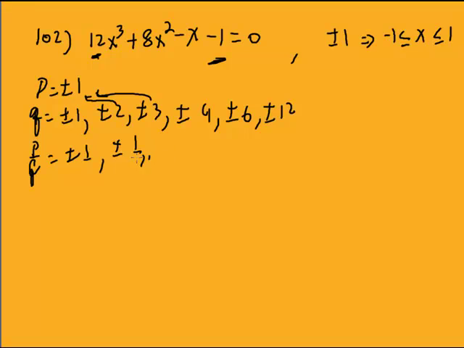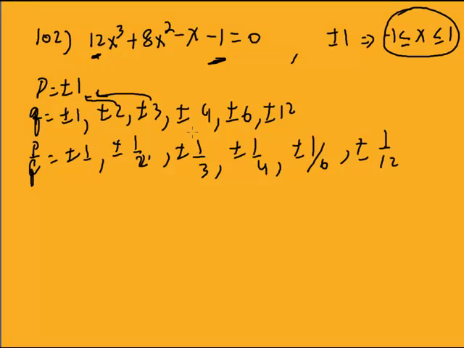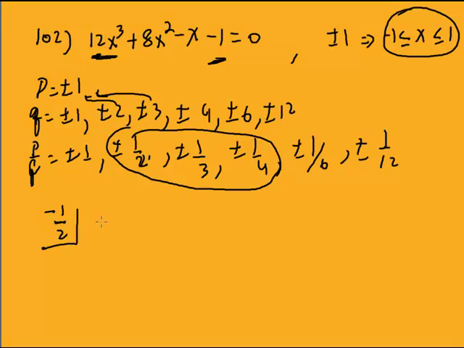I'm putting each one of these underneath 1. So I'm going to get plus or minus 1/3, then we'll have plus or minus 1/4, plus or minus 1/6, and plus or minus 1/12. Alright, so they're telling me my solutions are going to be somewhere here and here. So I'm going to try one of these. Okay, your guess is as good as mine, so I'm going to try -1/2. I'm going to use synthetic division, so I'm going to put -1/2 over there.